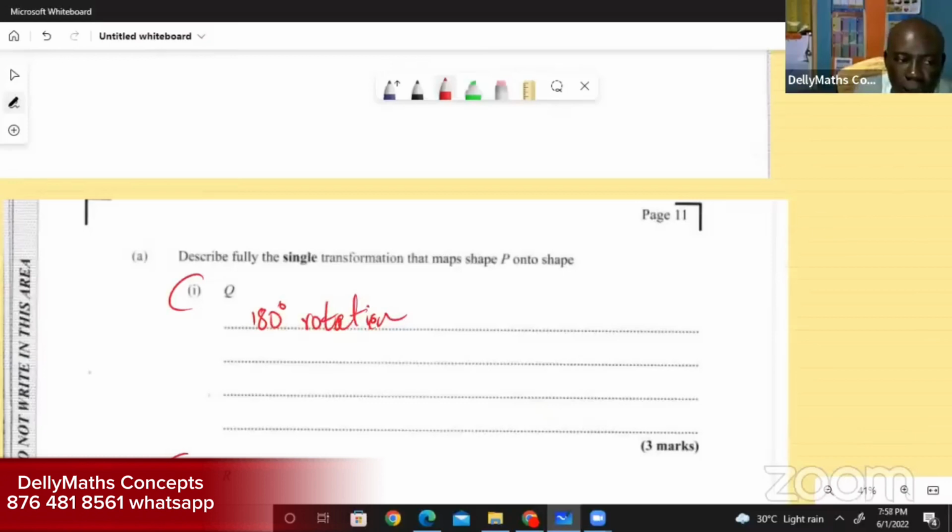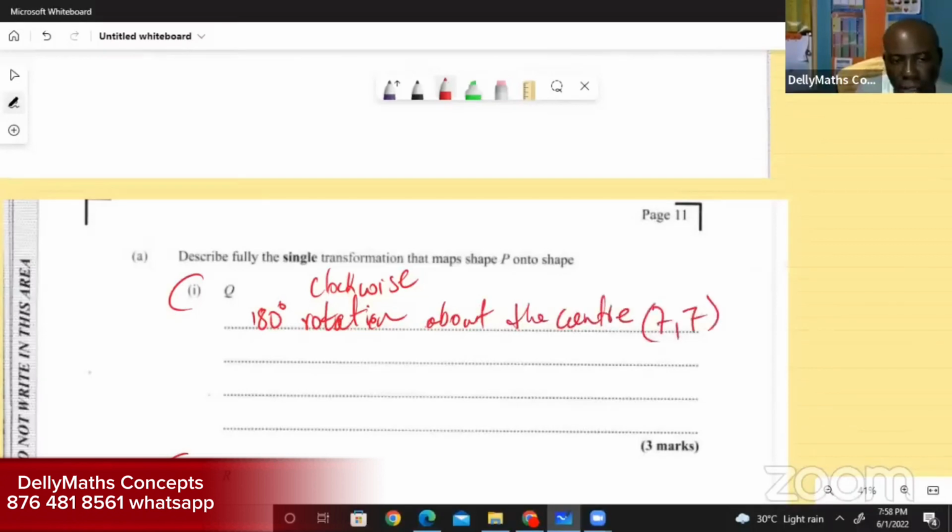Or if you want to say clockwise or anti-clockwise, it's going to end up at the same place. So when I use 180, I don't really say the direction because it's going to be the same place. So it's a 180 degrees clockwise or anti-clockwise rotation about the center.